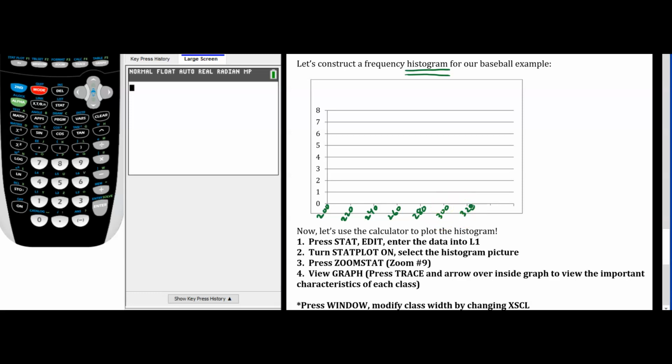And we saw that our frequencies went as follows. We had a frequency of 2 for that first category. And then from 220 to 240, we had a frequency of 3.